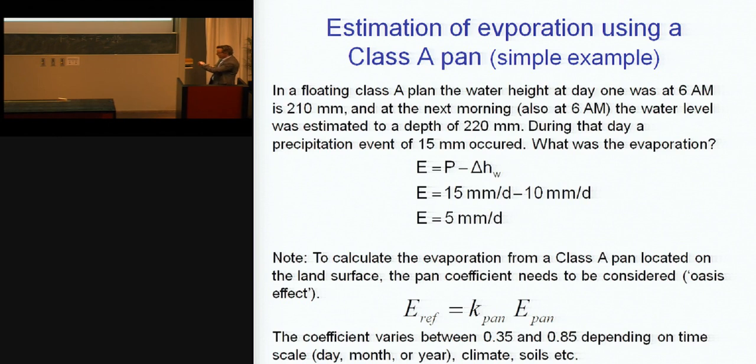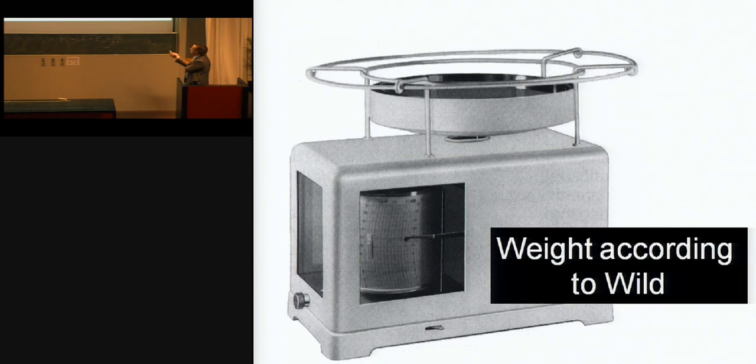Another instrument, this is a weighing system according to Mr. Wild. He put some water here, and this is a very fine scale, so you can measure the mass changes, and the mass changes are recorded and can be interpreted as evaporation. Here you have an even larger oasis effect because you have a wet environment surrounding something drier usually.